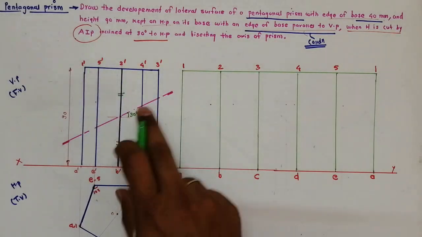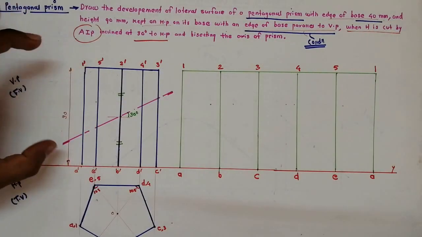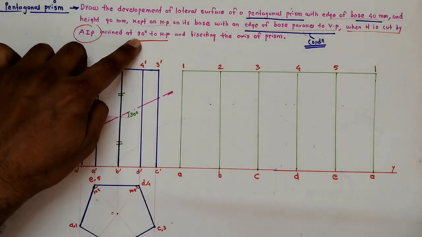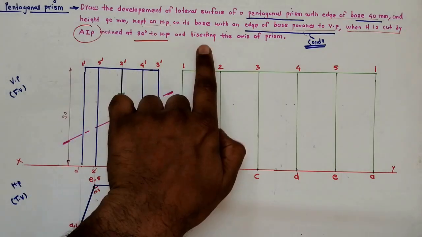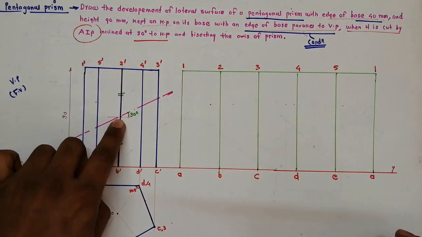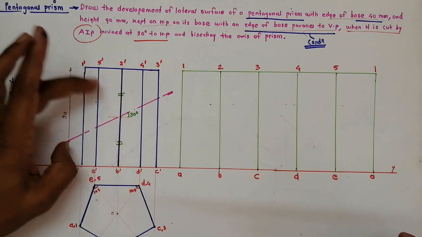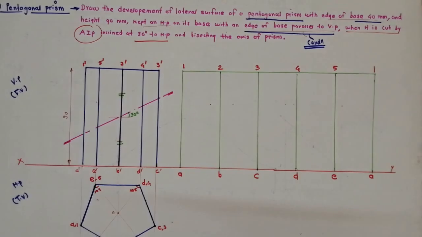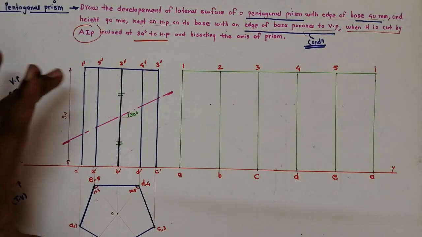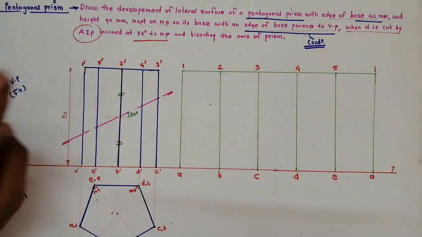That means AIP is given. AIP means a plane inclined to HP, so it shows in the front view. It cuts the front view at how much angle? 30 degrees. And the second condition is bisecting the axis. So first take the midpoint of the axis, draw a horizontal line, take a 30 degree angle at that point, and then draw the cutting plane. This is our second step. The first step is the front view, top view and basic development. The second step is drawing the cutting plane.